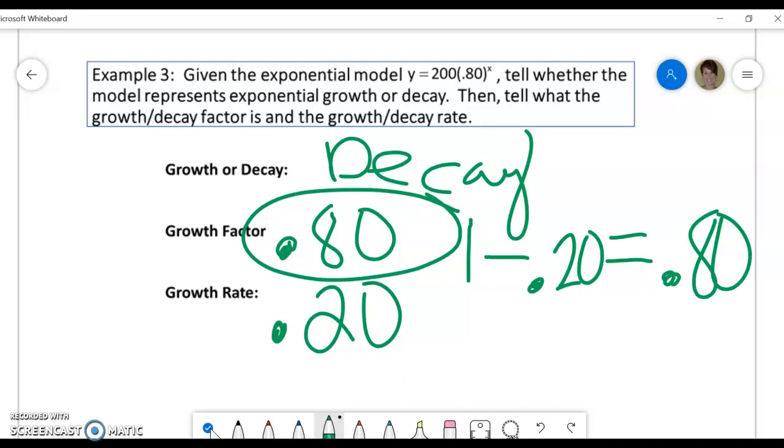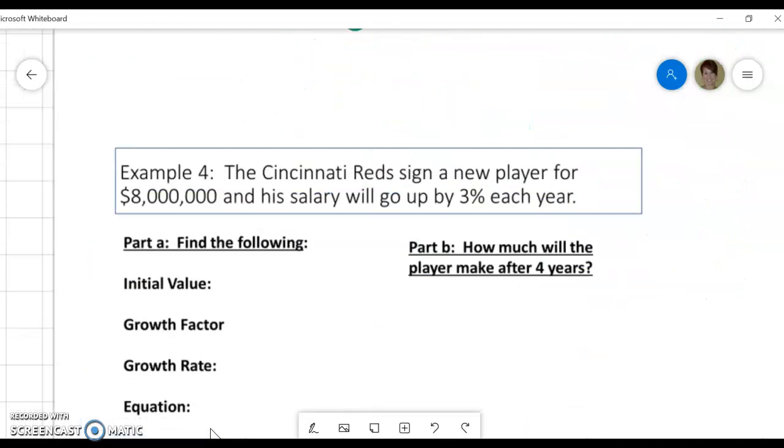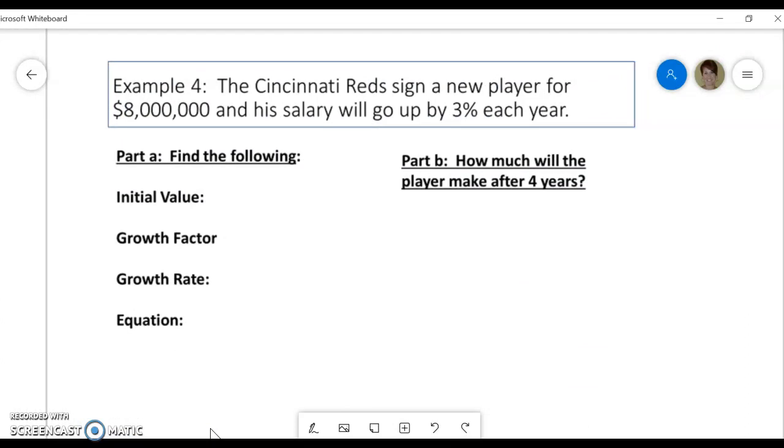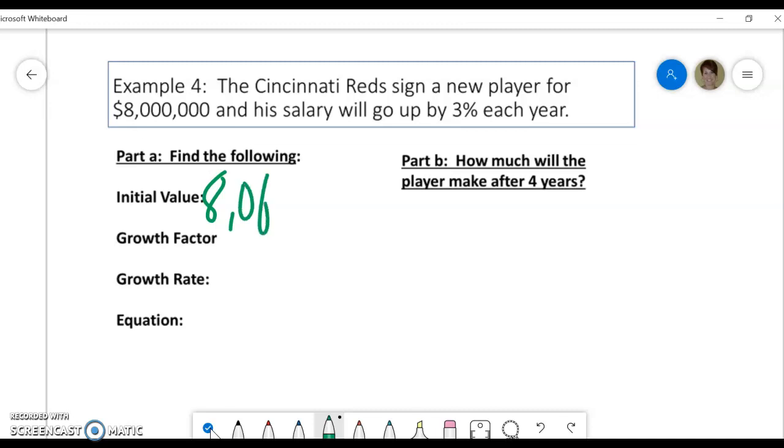Okay? All right, and then the last example is talking about the Cincinnati Reds. Boo-hoo, we missed opening day. But they're signing a new player for $8 million, and his salary will go up by 3% each year. So this is definitely growth. Must be nice.